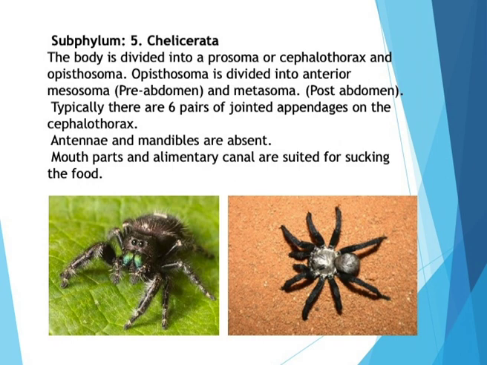Subphylum 5, Chelicerata. The body is divided into a prosoma or cephalothorax and opisthosoma. Opisthosoma is divided into anterior mesosoma and metasoma. Typically, there are 6 pairs of jointed appendages on the cephalothorax. Antennae and mandibles are absent. Mouth parts and alimentary canal are suited for sucking the food.